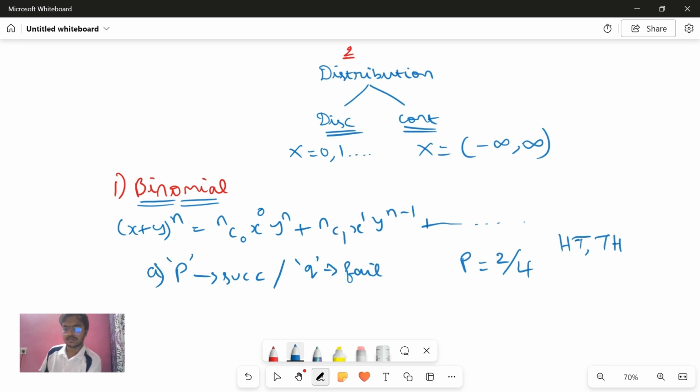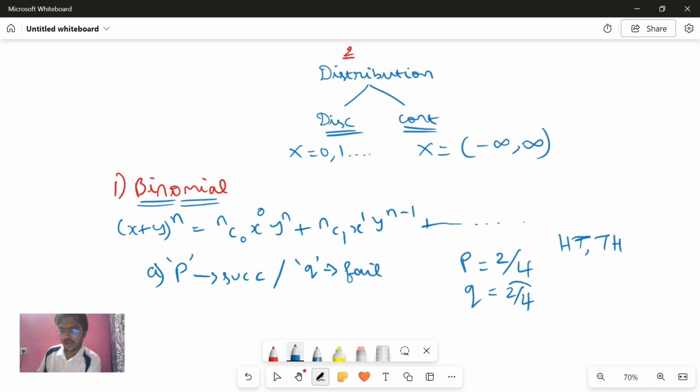Now what is the q value? Even though there can be other possibilities like getting two heads or getting no head, you add all that up and subtract it from this p and you get q, that's all. So if you add everything, you get 1, because the total probability is 1. 1 minus 2 by 4 will be what? 2 by 4 again.